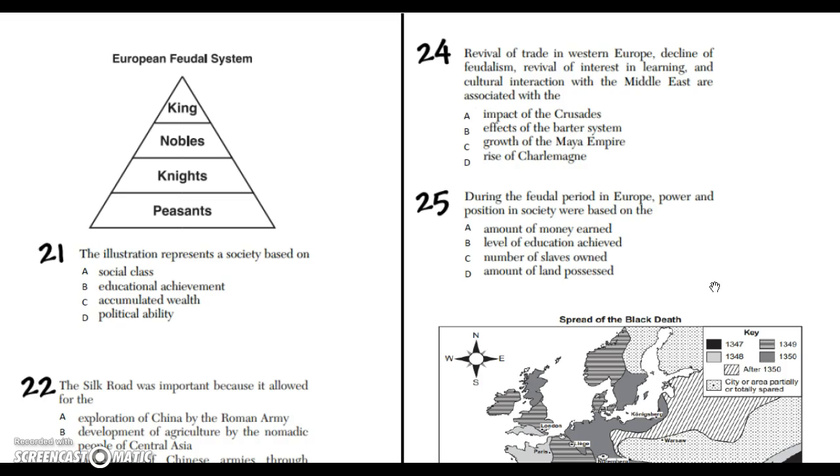Number 25. During the feudal period in Europe, power and position in society were based on A. The amount of money earned, B. The level of education achieved, C. The number of slaves owned, D. The amount of land possessed.